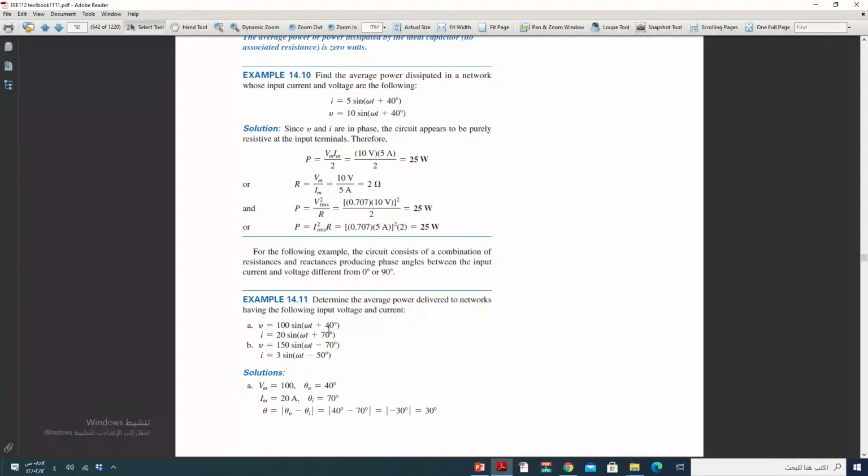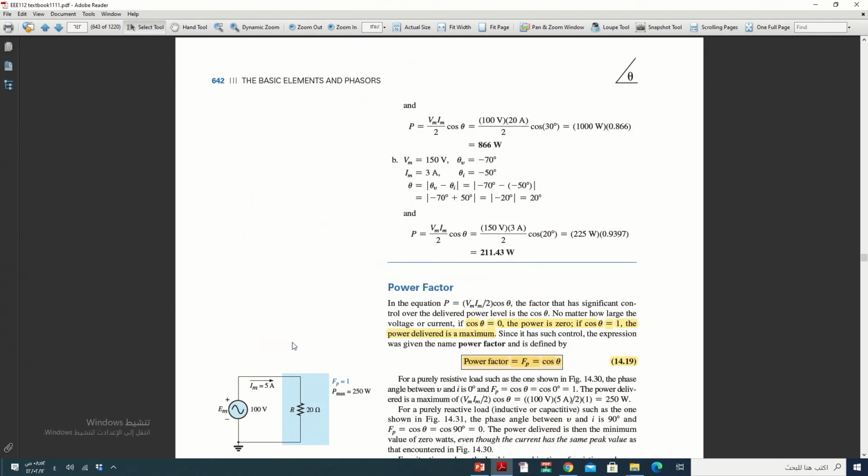Let us go to another example. Determine the average power delivered to the network having the following input voltage and current: V equals 100 sine omega t plus 40, I equals 20 sine omega t plus 70. We need to find the shift between 40 and 70, which is 30. Then cosine 30, and peak by peak divided by 2. 100 by 20 divided by 2 times cosine 30.